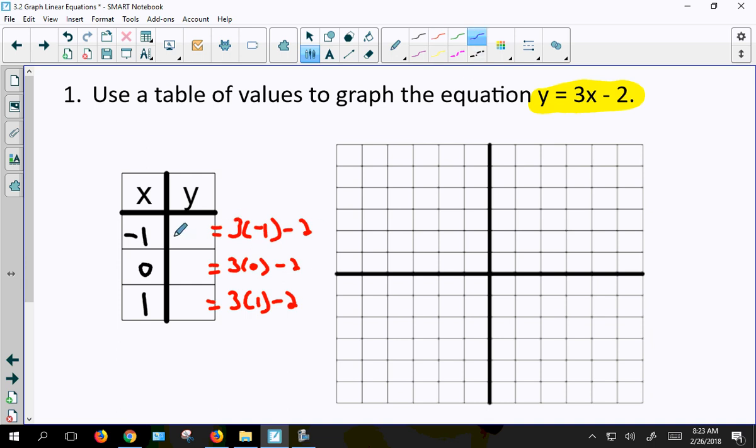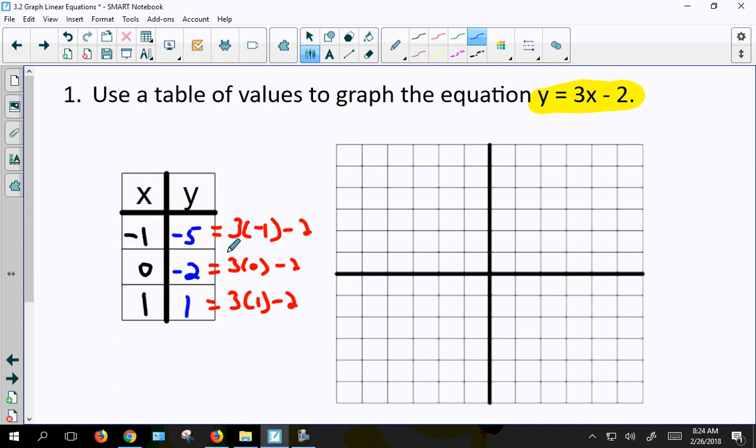This is negative 3 minus 2, which is negative 5. So when x is negative 1, y is negative 5. This is a basic input-output table. When x is 0, y is negative 2. When x is 1, y is 1, because 3 minus 2 is 1. You can make up any numbers you want. I like to make up nice and small numbers. I like to have a negative and a positive, and I like to have a 0.